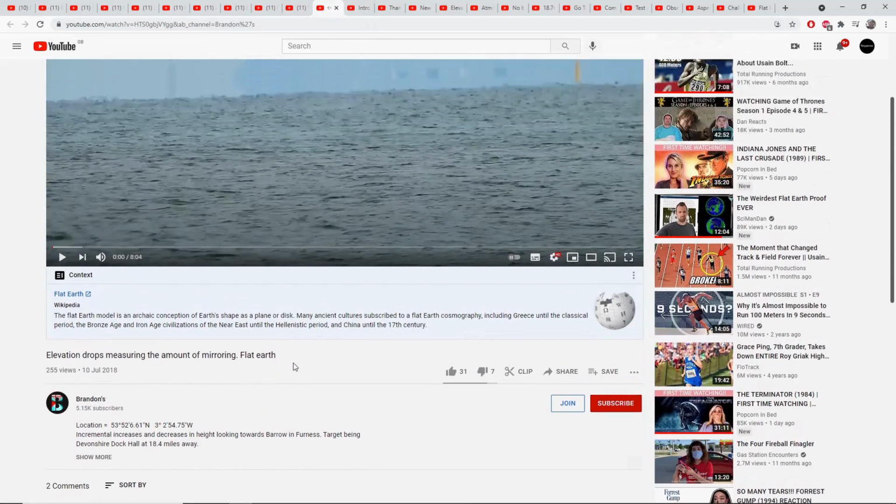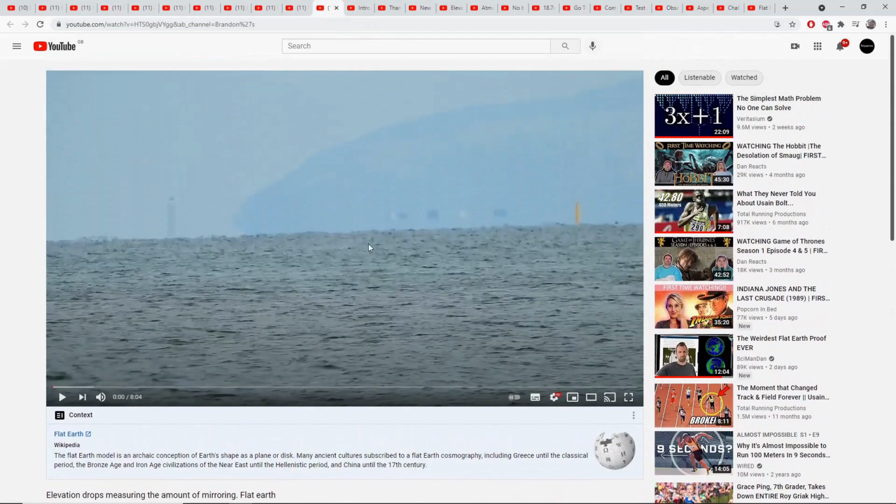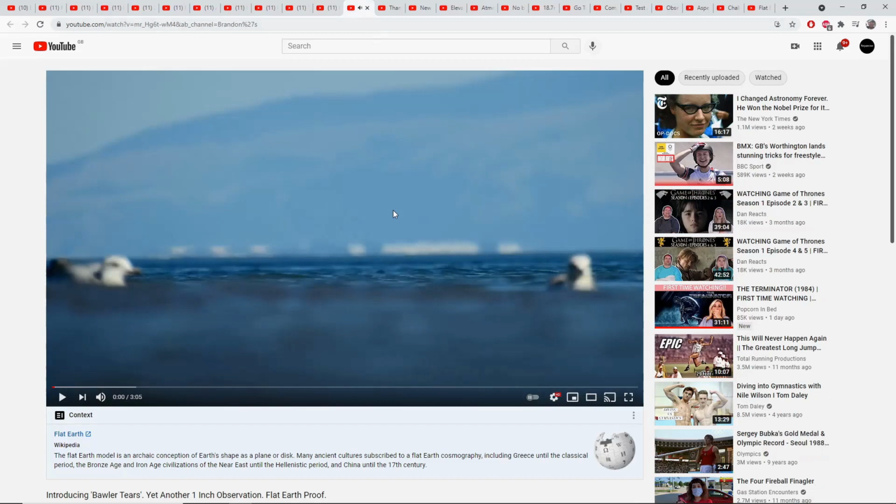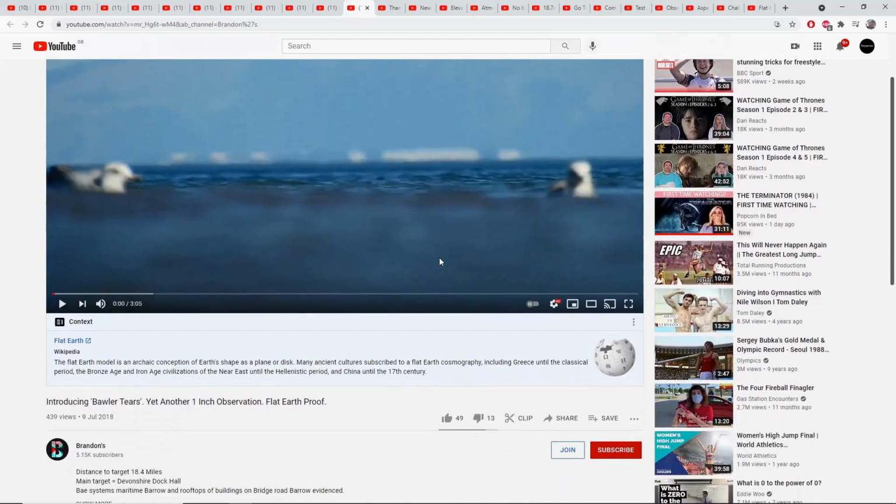Elevation drops measuring the amount of mirroring. This is where I would go up and down the steps of Blackpool to document how much of the mirroring effect hid the buildings of Barrow in the distance, and you can clearly see the inferior mirage blocking it there. This is me down at the beach digging a hole in the sand to actually see the buildings of Barrow far away in the distance at 18 miles away.